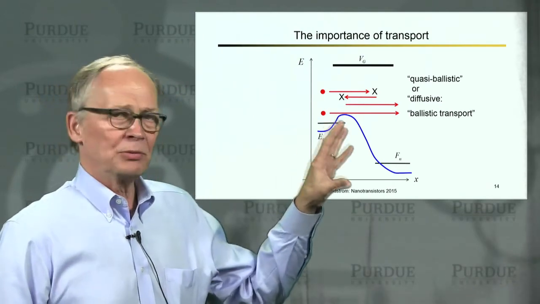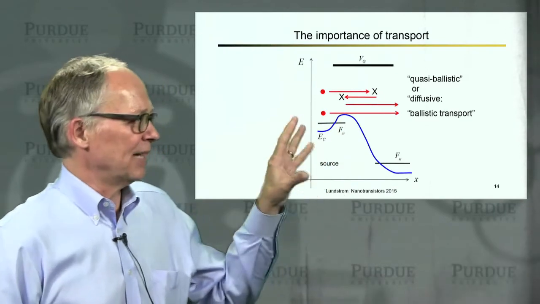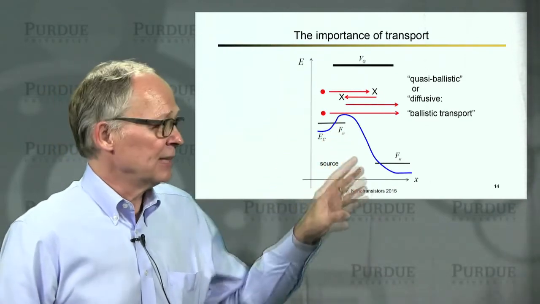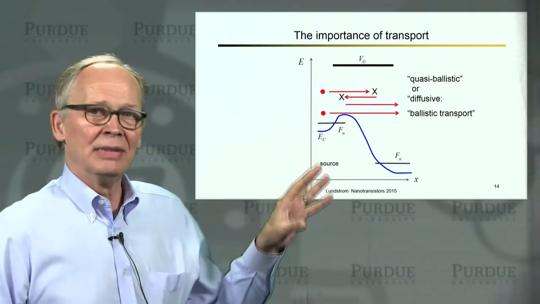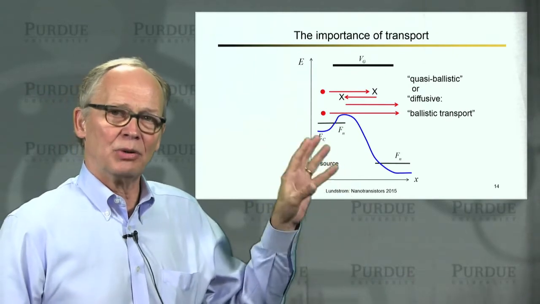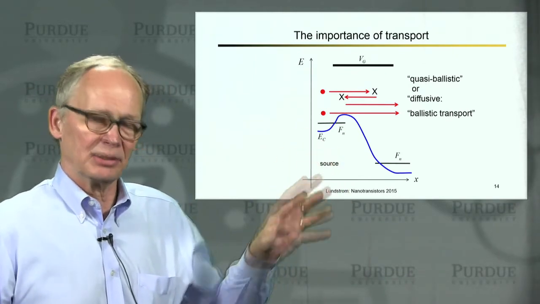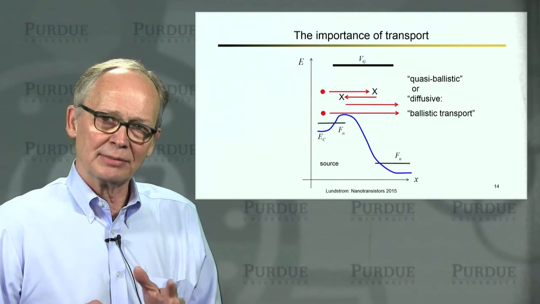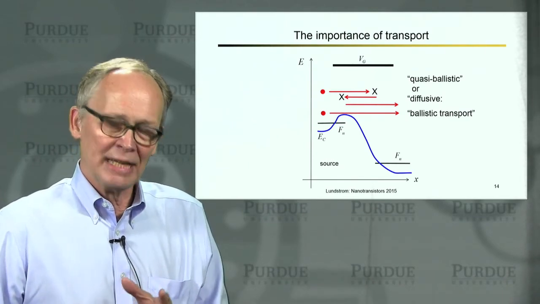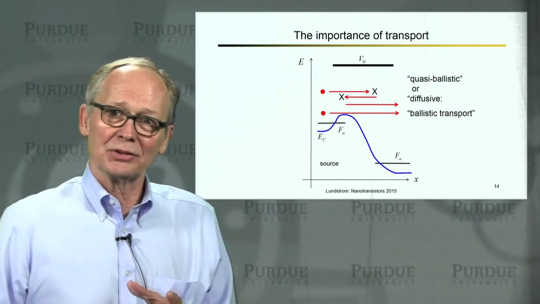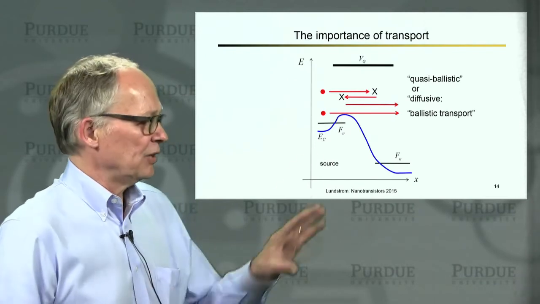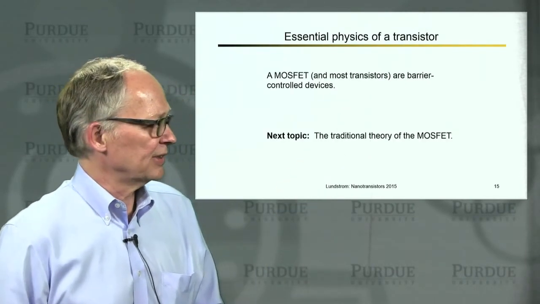And this transport is really what makes nanoscale transistors interesting. It's this move from diffusive transport to quasi-ballistic and even ballistic transport that has occurred as device dimensions have gotten smaller and smaller. And that's really our major task in this course, to understand how we treat these effects in a simple but physically sound way.